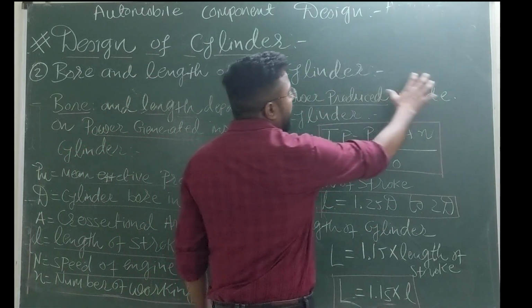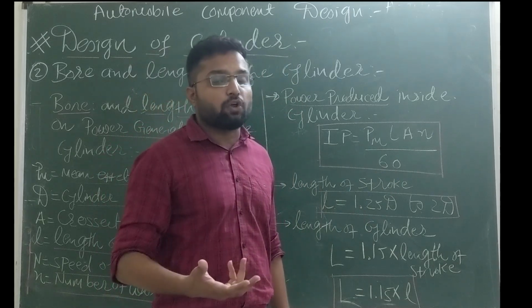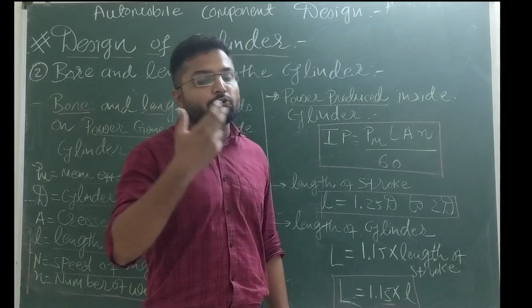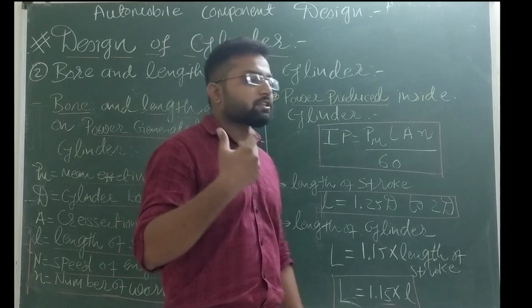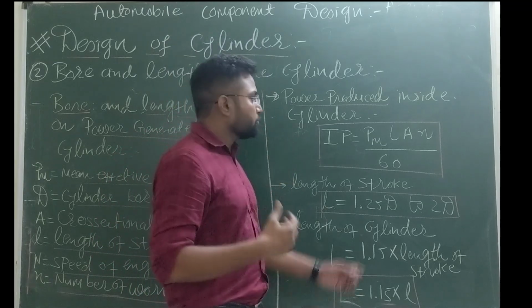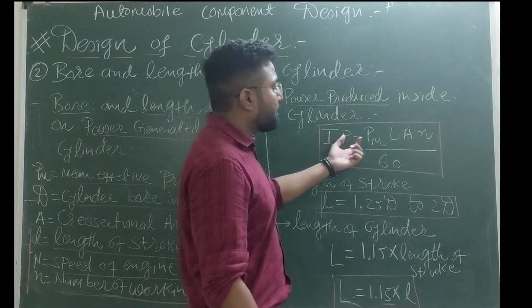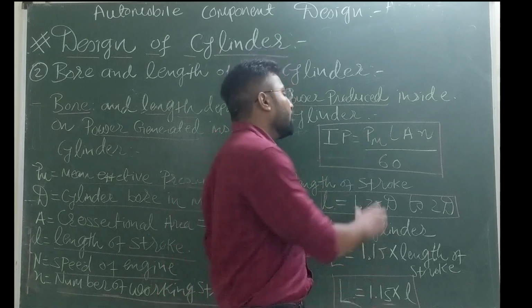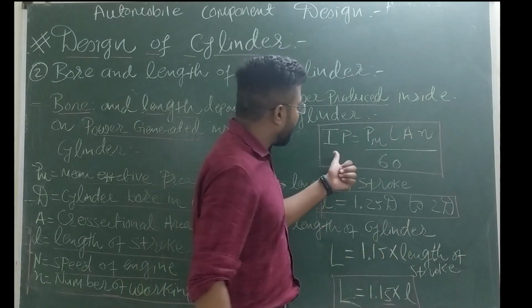Here the power produced inside the cylinder is just predictive power. This is not actual power. Actual power is the brake power. The ratio of brake power to indicated power is our mechanical efficiency, output upon input. So brake power upon indicated power is our mechanical efficiency. Here we are going to determine our length and diameter depending on our indicated power.